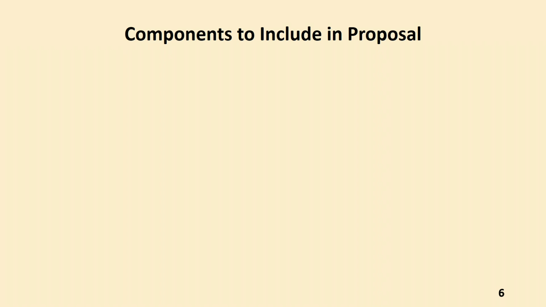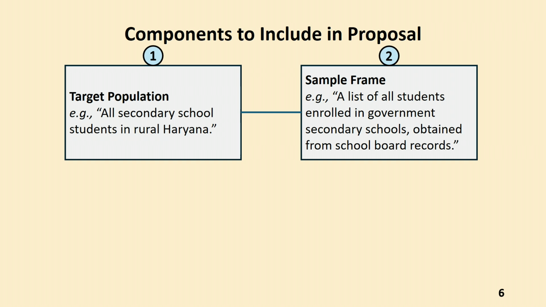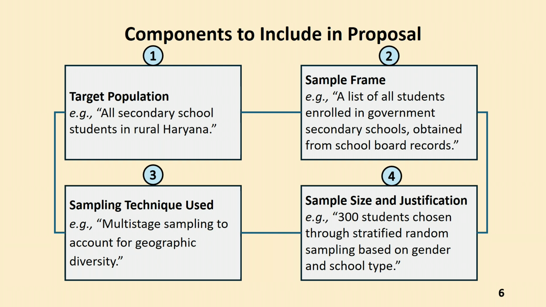Components to include in proposal: target population, sampling frame, sampling technique used, and sample size and justification. You can see here, first of all, you are going to include target population.